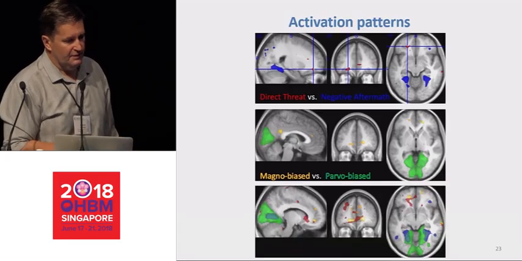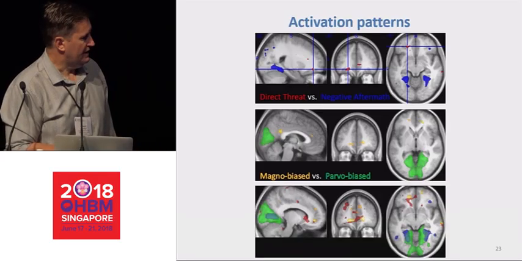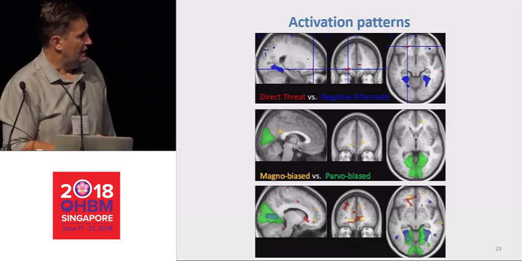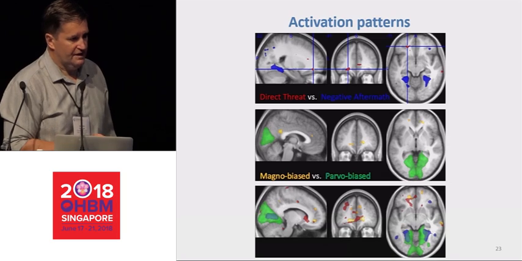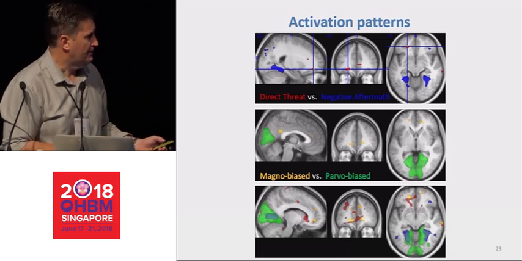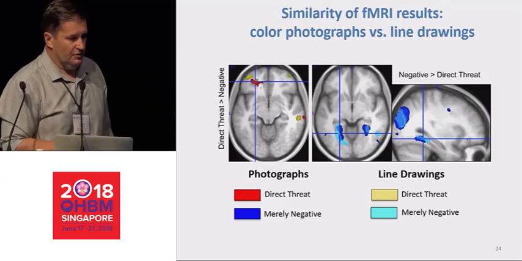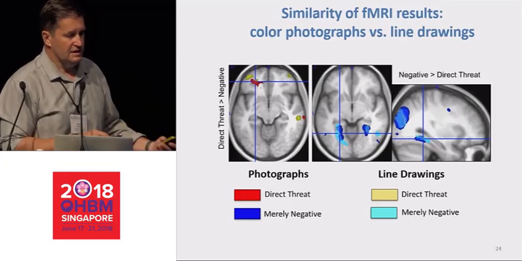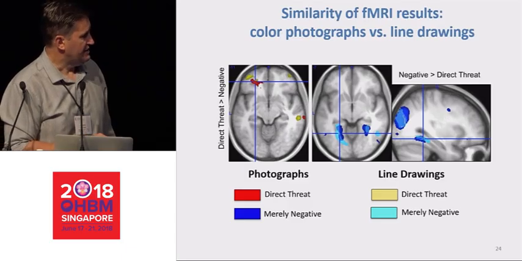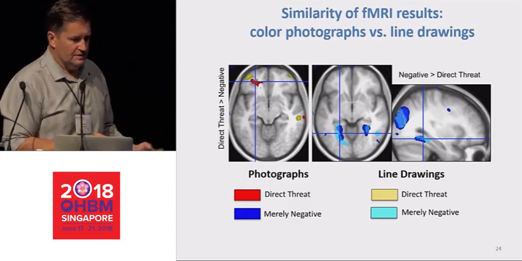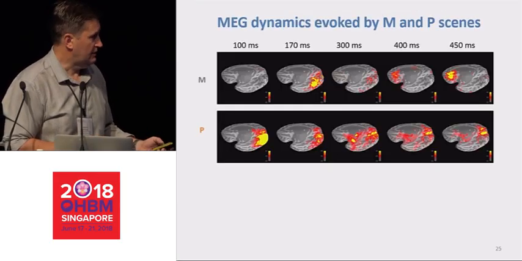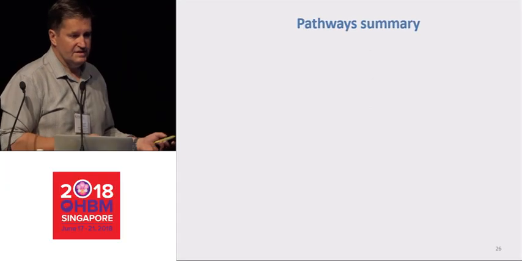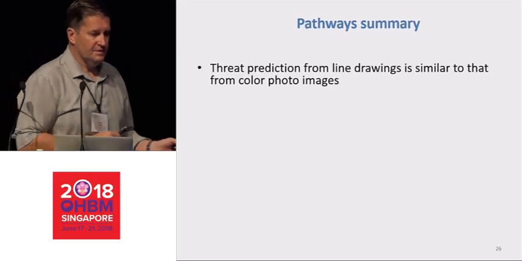When you do the overlap of these conditions, you find that there's a lot of overlap between direct threat and magno, and threat aftermath or ambiguity and parvo. Also, comparing the line drawings to the photographs, you see a lot of overlap as well. So as I'm out of time, I'm going to skip over the MEG dynamics and the phase stuff and just summarize the results up to this point.